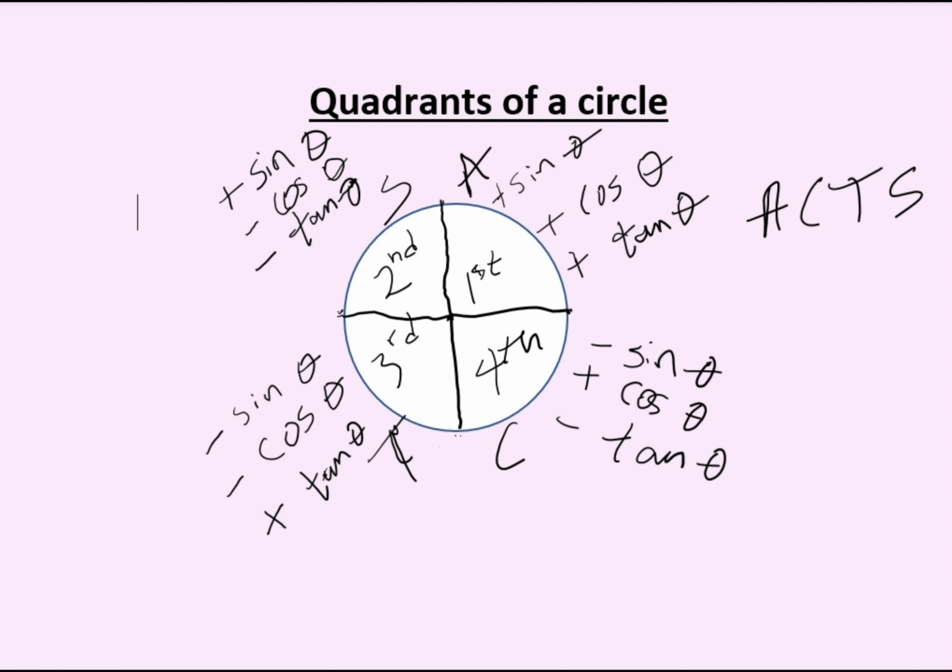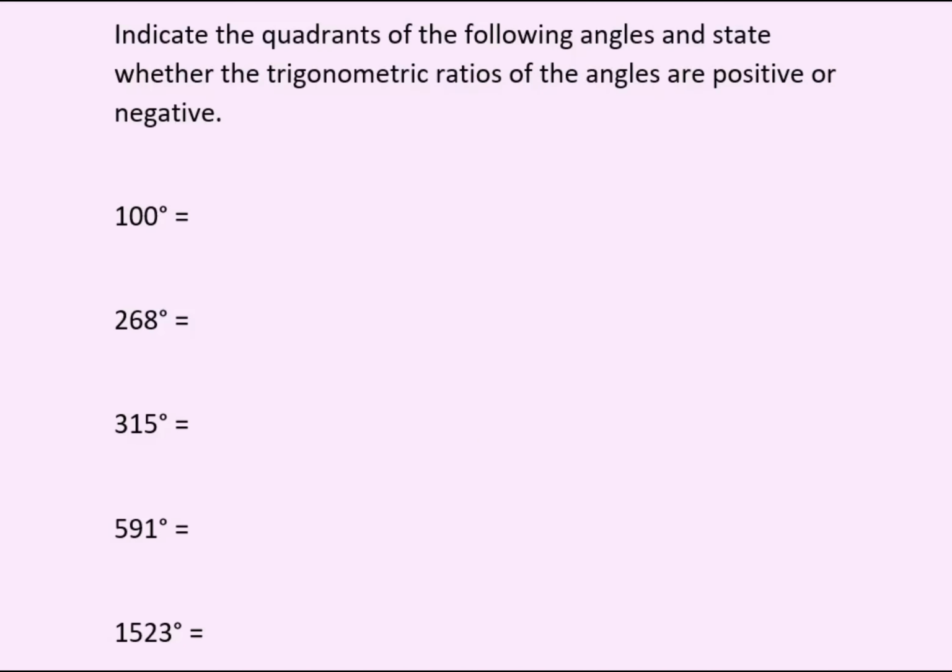So that's act. You can also use cast, starting from the fourth quadrant to first, second, third, anti-clockwisely. You can memorize it as cast, but personally, I prefer act. So up next, we'll be looking at the following examples.